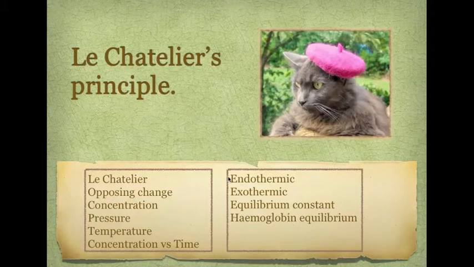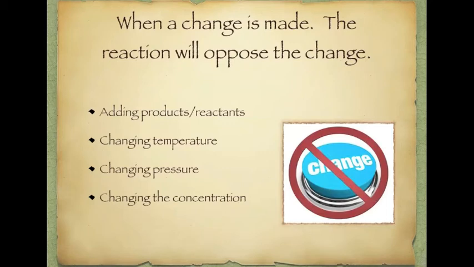Let's go have a look at what the idea of Le Chatelier's principle actually is. Le Chatelier had an idea that when a change is made, a reaction will work to oppose that change. So if you do any of these things to a vessel which contains an equilibrium mixture, the reaction will work to oppose that change that has been made. Change is bad for Le Chat. So let's have a look at how each of these things works in the idea of Le Chatelier.